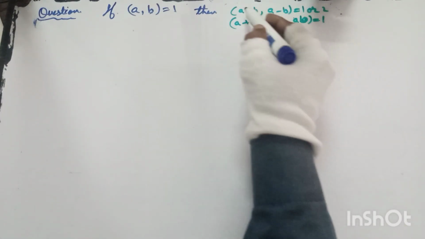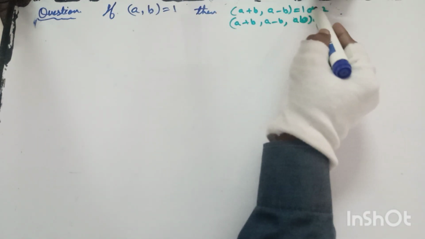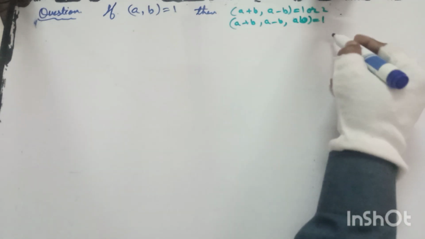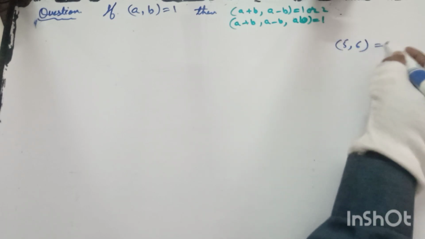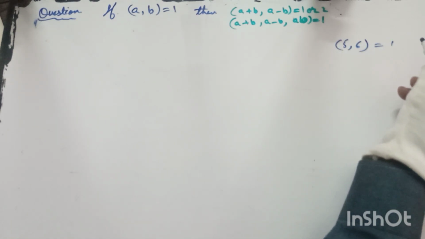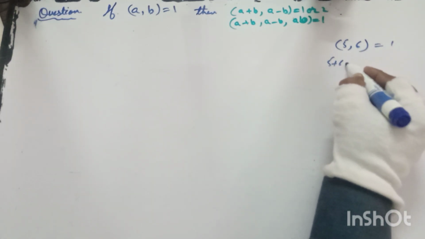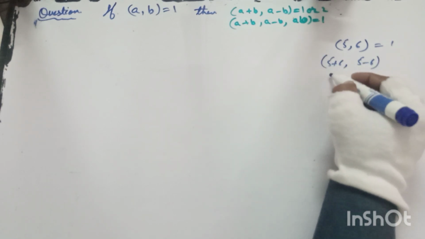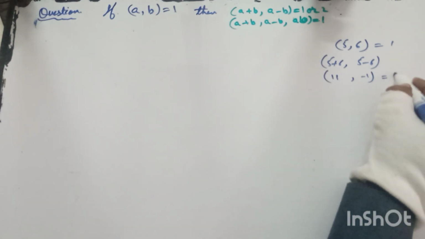Then we have to prove that the GCD of adding these two numbers and subtracting these two numbers is 1 or 2. We can understand this by a simple example. I have two numbers having GCD 1, 5 and 6. Then we have to prove that 5 plus 6 and 5 minus 6 have GCD: this is 11, this is minus 1, GCD 1.